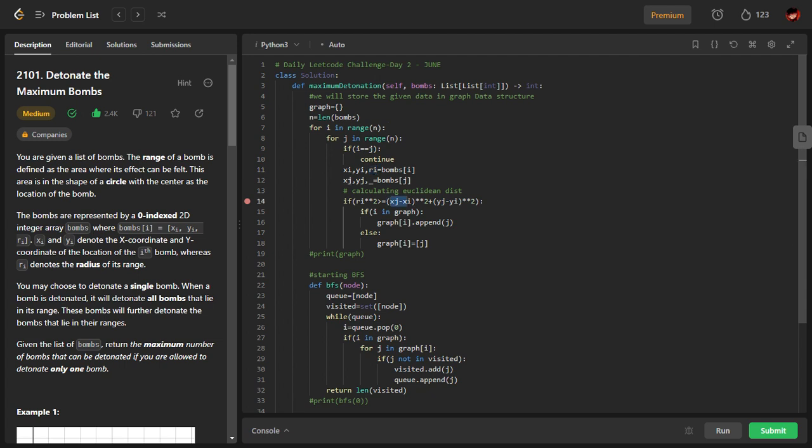This star star, as you're seeing, refers to square. So xj minus xi whole square, plus yj minus yi whole square. So this will give me the Euclidean distance.